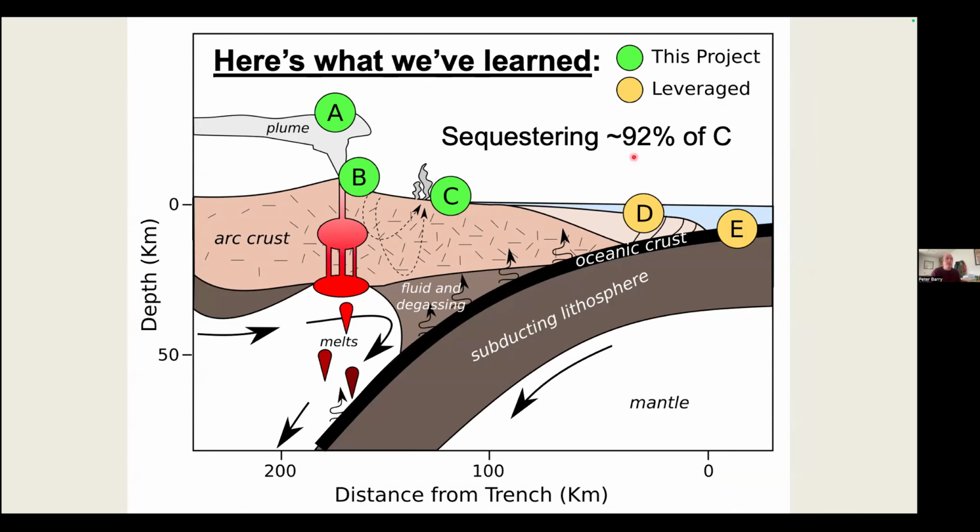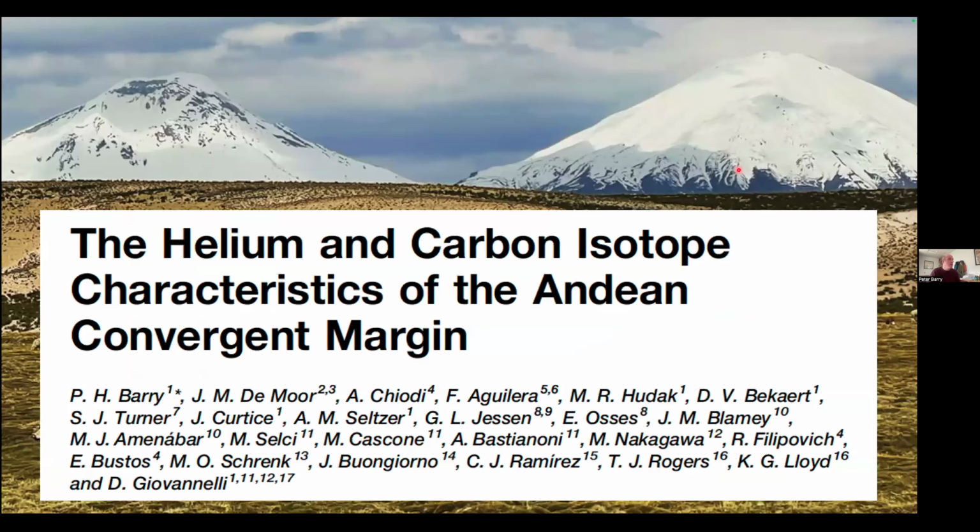We estimated based on the calcite precipitation model that about 92% of the carbon is sequestered in the Forearc of Costa Rica. And it suggests that the Forearc is in fact a really important sink for carbon and fundamentally changes how we think about the mass balance. So that was the first part of my talk, and again, really focused on the Forearc region.